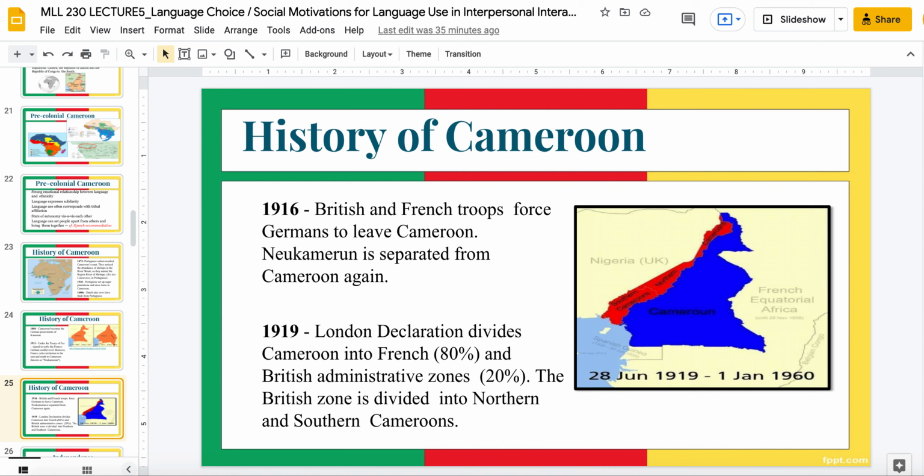And then, during the war, the British and the French troops forced the Germans to leave Cameroon. And so they split up this nation, about 80% French and 20% British. Nigeria was also a British protectorate or colony back in the day. They decided really arbitrary stuff, right? They just decided where to draw the line. But obviously the people had been living there for centuries, and they spoke their own languages.